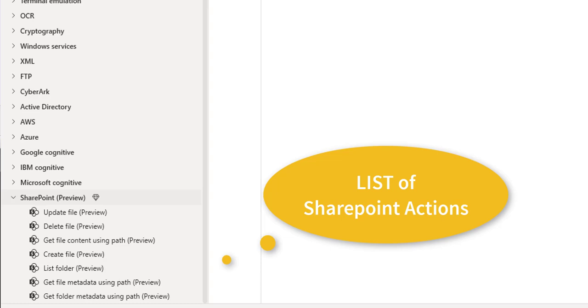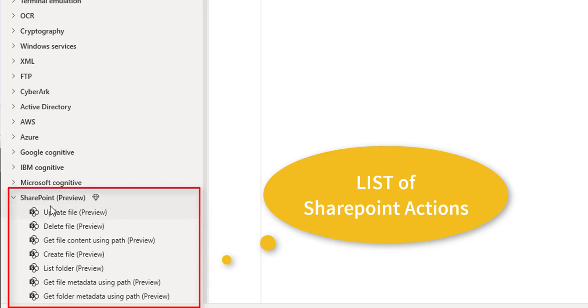Alright, now we'll see the list of SharePoint actions that we have, which are right now in the preview state. There you can see under my action panel we are having SharePoint, which is right now in the preview state. There you can see a lot of actions to work with the SharePoint documents. One is update file, delete file, get file content using path, create file, list to folder, get file metadata using path, get folder metadata using path. These are all the SharePoint actions which we are going to learn in the upcoming sessions.